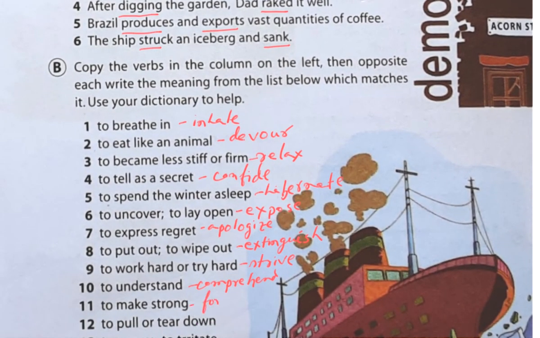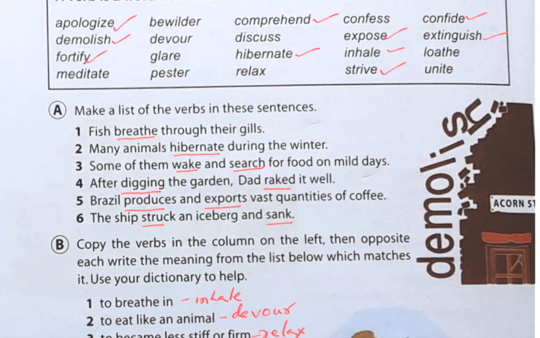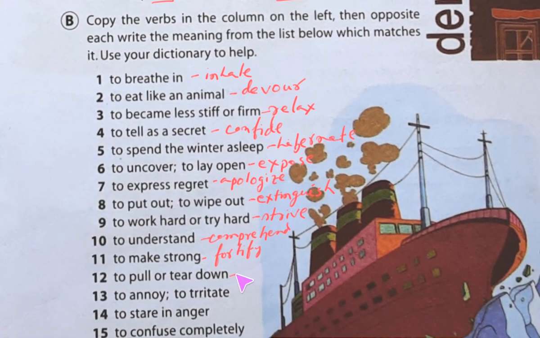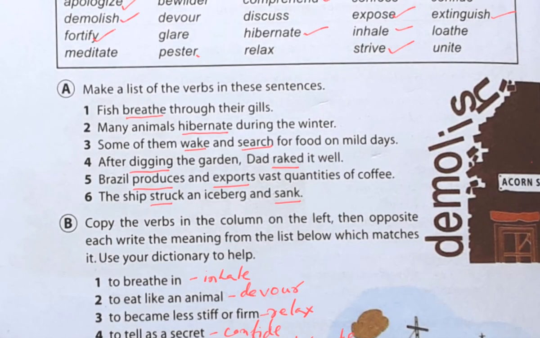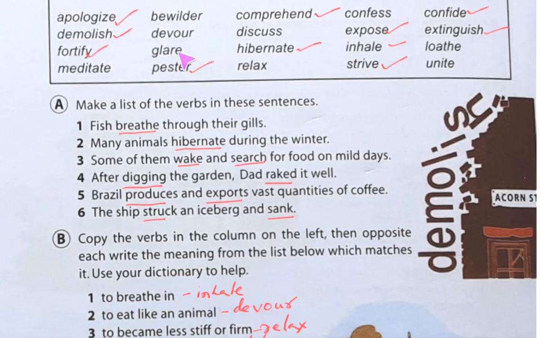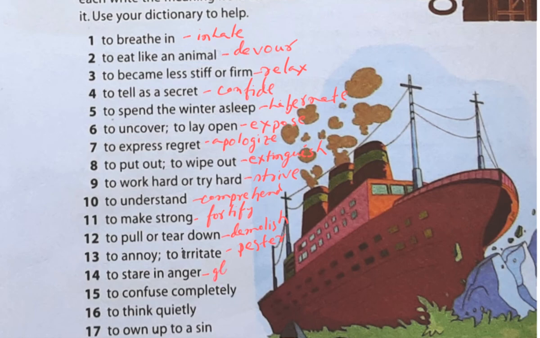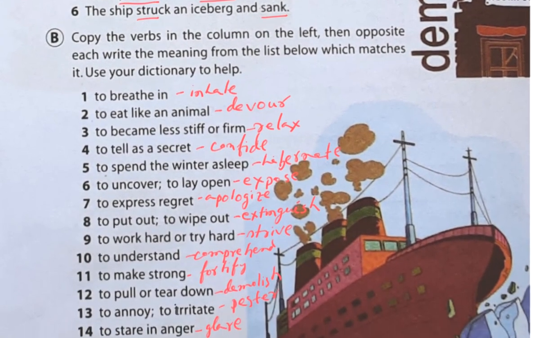Fortify. 12 number, to pull or tear down. We can write demolish. So here it will be demolish. Next, to annoy, to irritate. It will be pester. So write pester here. Next one, to stir in anger. Here, this one is the perfect word: glare. Next one, to confuse completely. It will be bewilder. So write bewilder in this place.